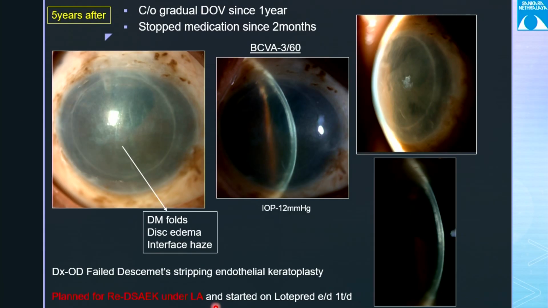Unfortunately, the patient was lost to follow-up and came after 5 years, when she complained of gradual diminution of vision since 1 year. She had a history of stopping medication since 2 months. The best corrected visual acuity fell to 3/60. Under slit lamp examination, we can see graft edema with interface haze and DM folds. The IOP was 12 millimeters of mercury, and the patient was hence diagnosed to have failed Descemet stripping endothelial keratoplasty and was planned for a repeat DSEK under LA.